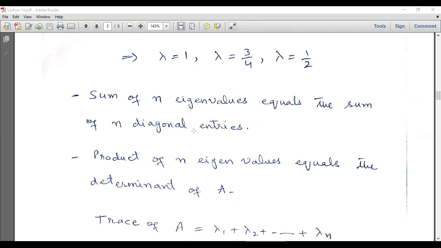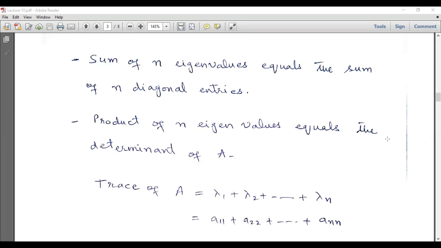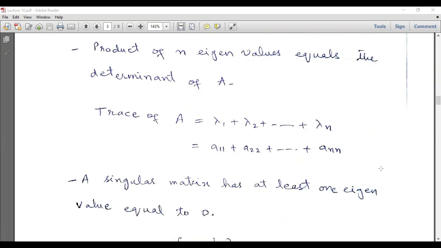So for any matrix, whether it is a triangular matrix, a diagonal matrix, or a full matrix, the sum of n eigenvalues will always be equal to the sum of n diagonal entries, and the product of n eigenvalues is always equal to the determinant of that matrix. We can prove this property.